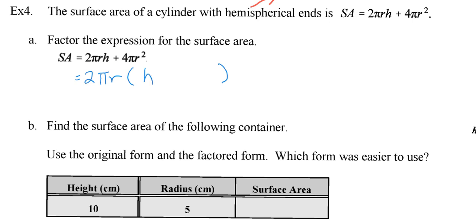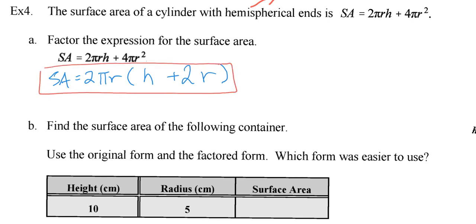So our first term in our bracket is that plus. Now, if we pull off a 2 from there, it's gone. But how about this? If we pull off a 4, right, with the 2, we're left with 2. Okay? We pull off a pi, it's gone. We pull off an r, we're left with r left over, and we're done. So the surface area is equal to this.